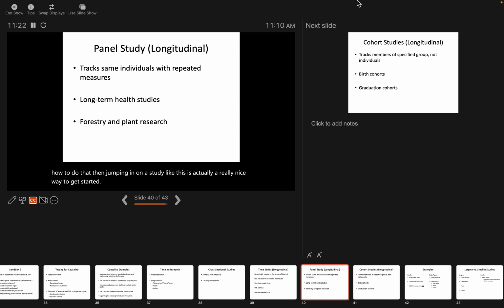So one particular species or subspecies of a longitudinal study is called a panel study. And the specific design here is that you track the same individuals with the same measures over time. This is a very powerful kind of study. There's a lot less variance, there's a lot less error in the data when you are tracking folks like this. So this is the kind of thing that big advanced governments do.